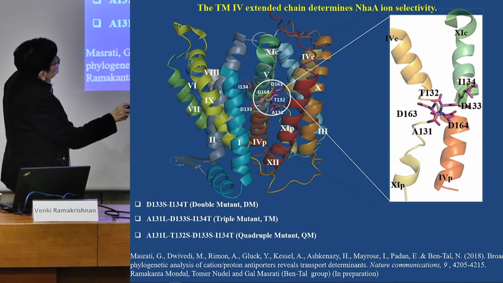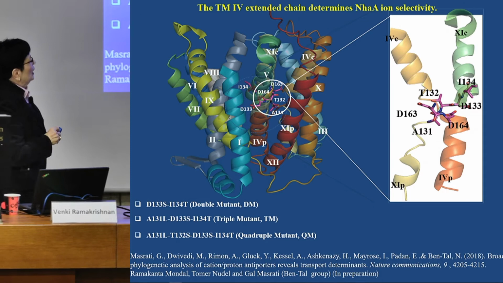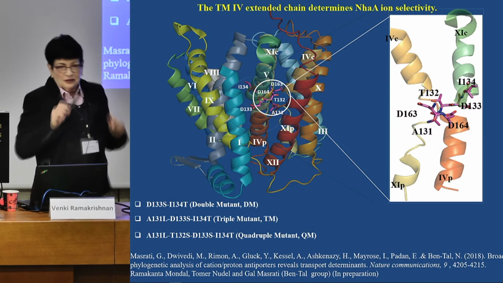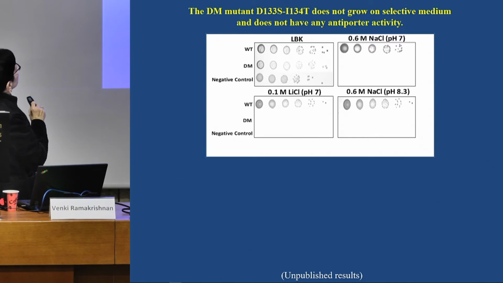This T, exactly what you see here. And amazingly, the question is whether really it affects the binding site. Well, I told you about D163 and D164, but this is around them. Okay, so here they are. This is a double mutant. Immediately it shows you that this is without sodium stress. This is with sodium stress. This one doesn't grow. It doesn't grow in lithium. And obviously it doesn't grow at alkaline pH. So something is really impaired.